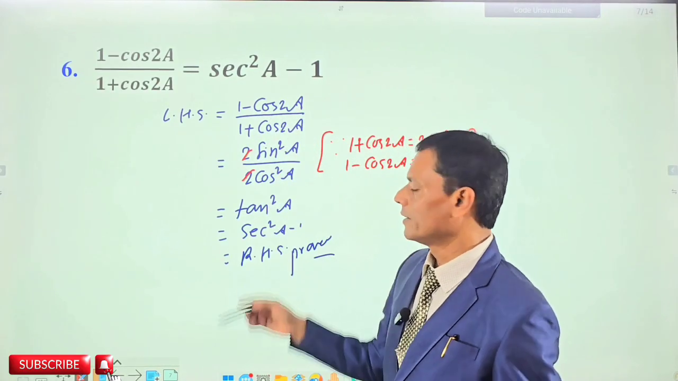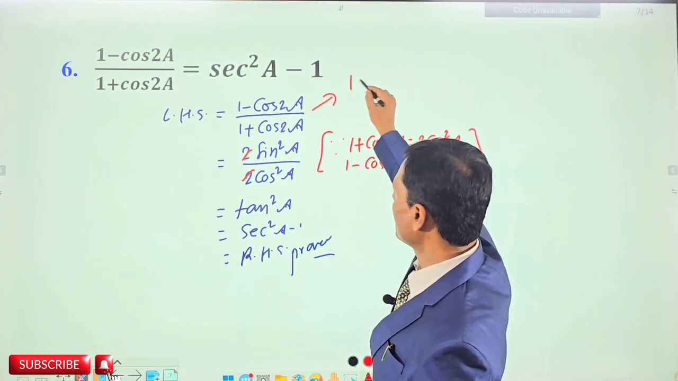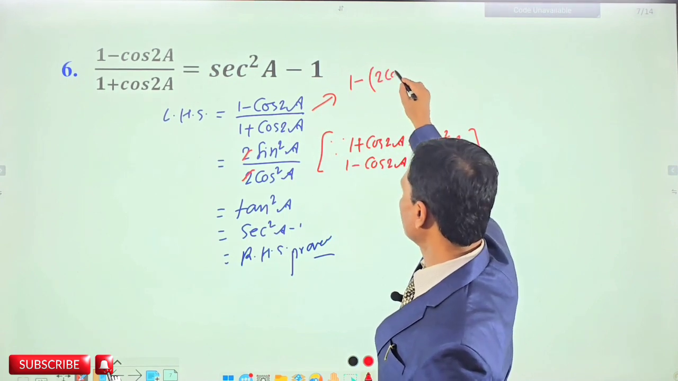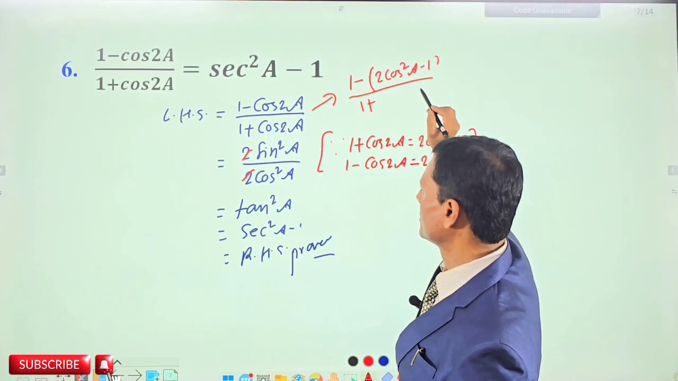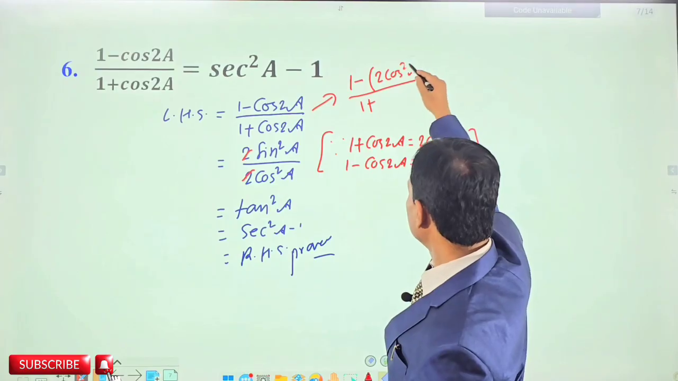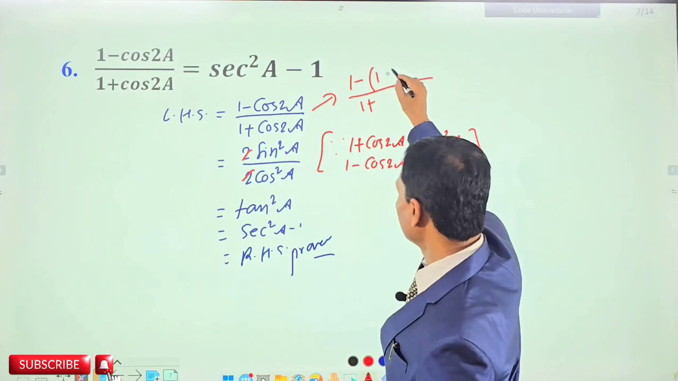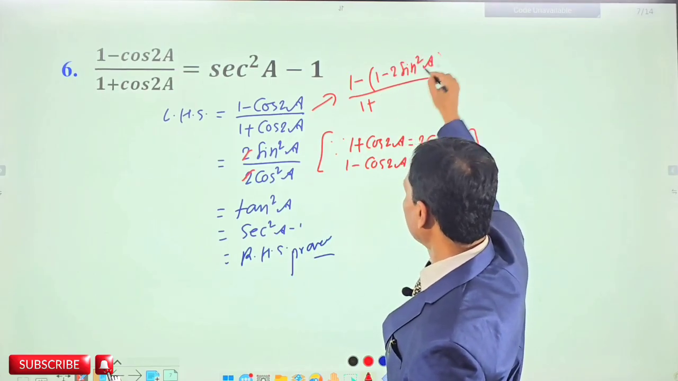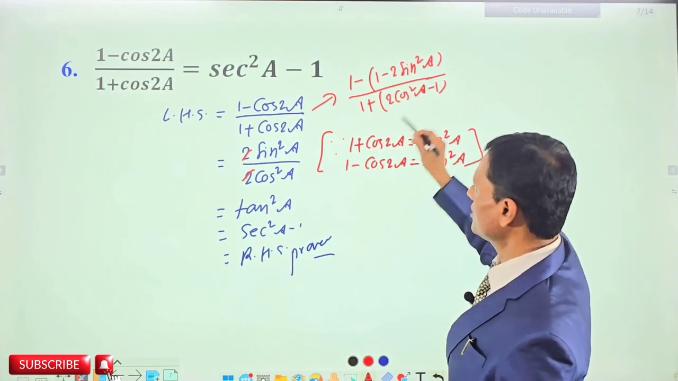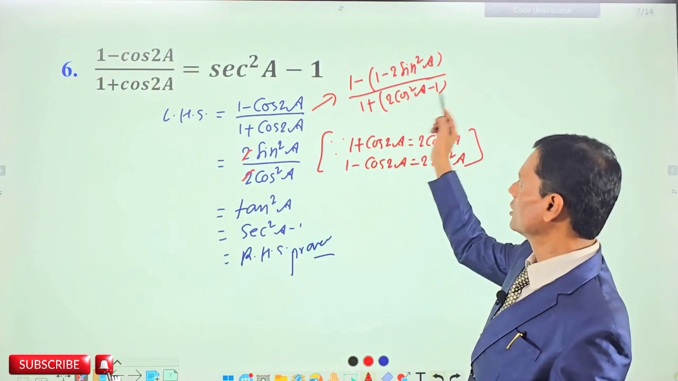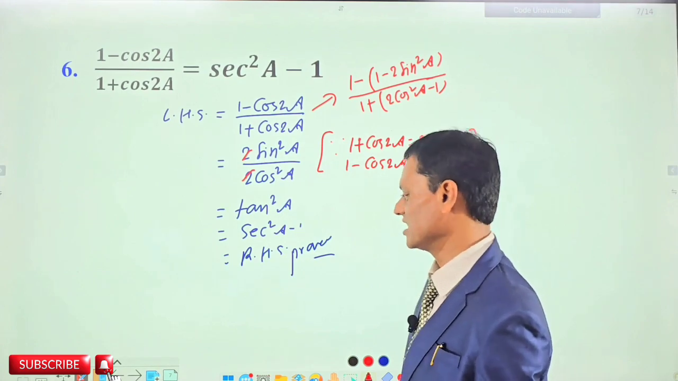We can change cos 2a in terms of cos a also, right? I'm just going to show you something here. Here 1 minus, we can write cos 2a equals 2 cos square a minus 1, and here 1 plus, right? Better will be if you change cos in terms of sin, right? So we can write here 1 minus 2 sin square a, and here cos 2a is equal to 2 cos square a minus 1, isn't it? So when you open the bracket, this one will cancel, here 1 and 1 cancel, and then we can get 2 sin square a over cos square a, then you can get the answer very easily.